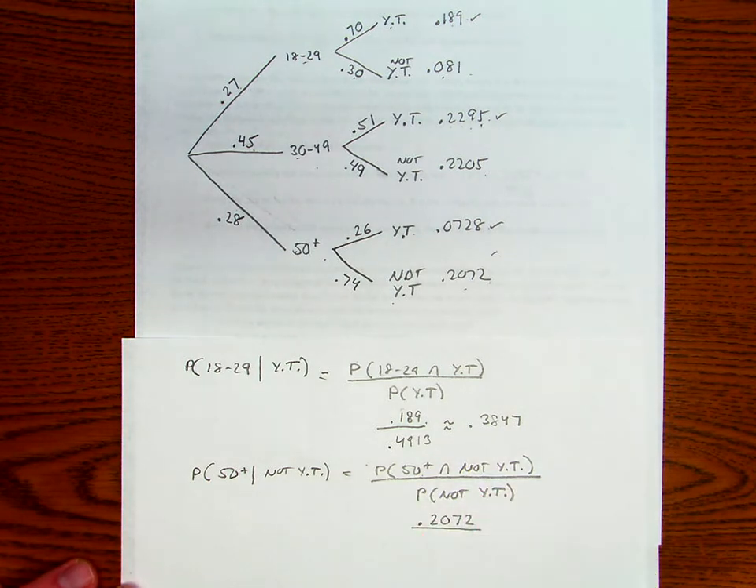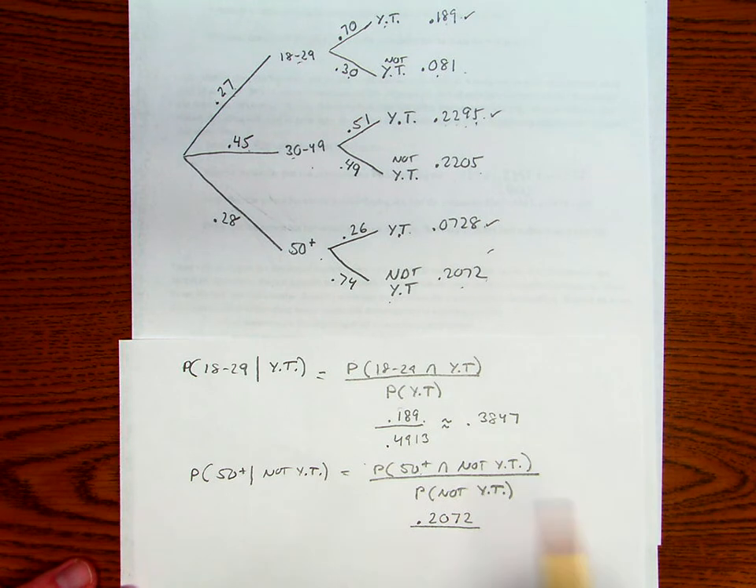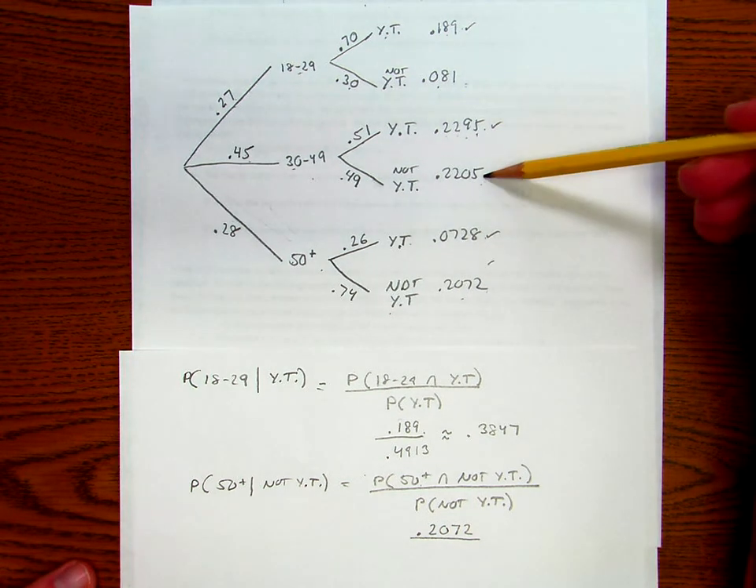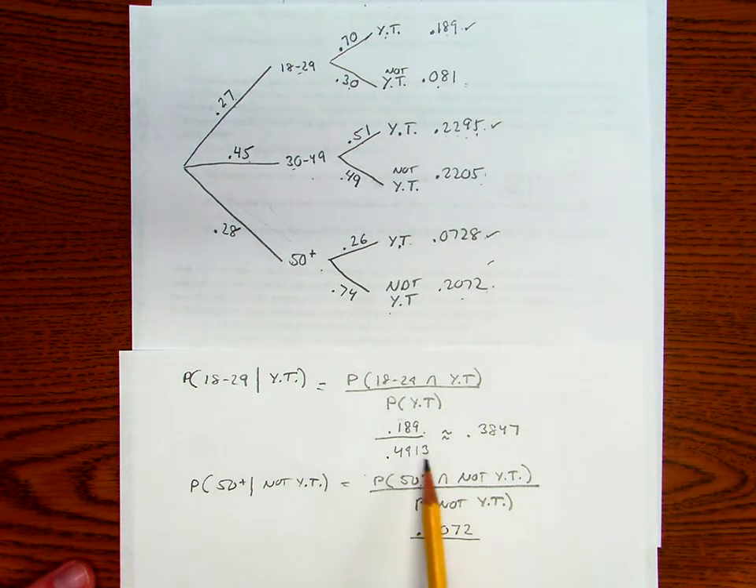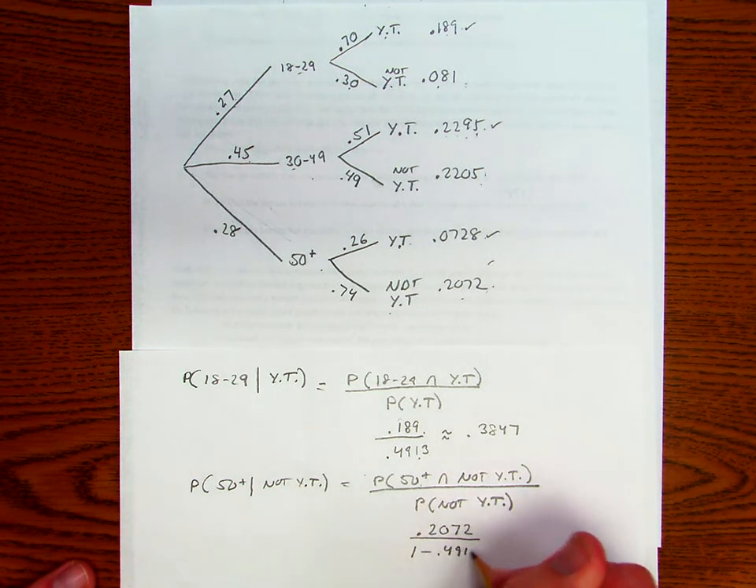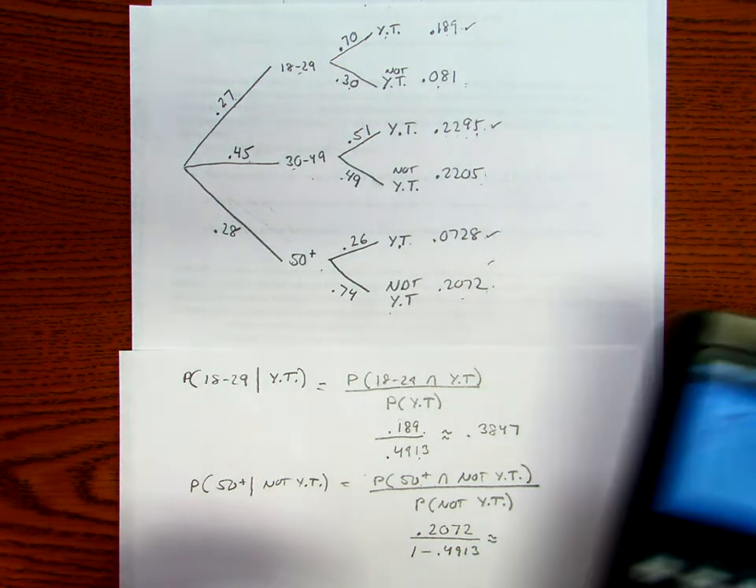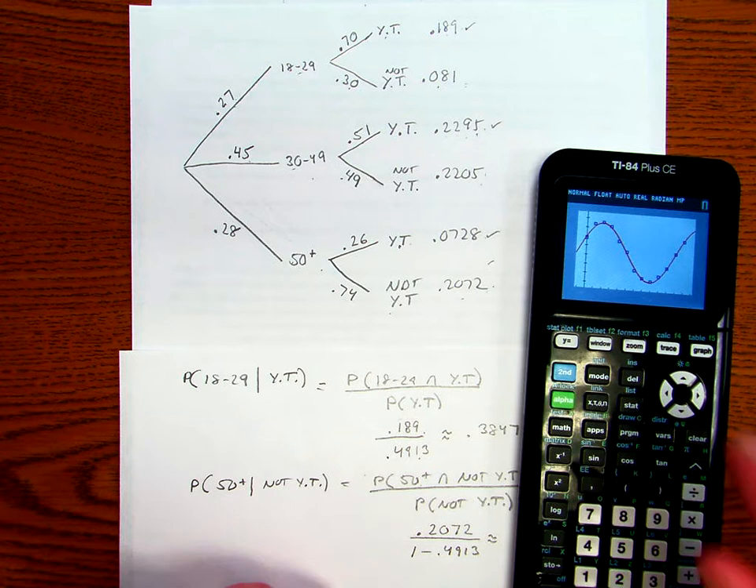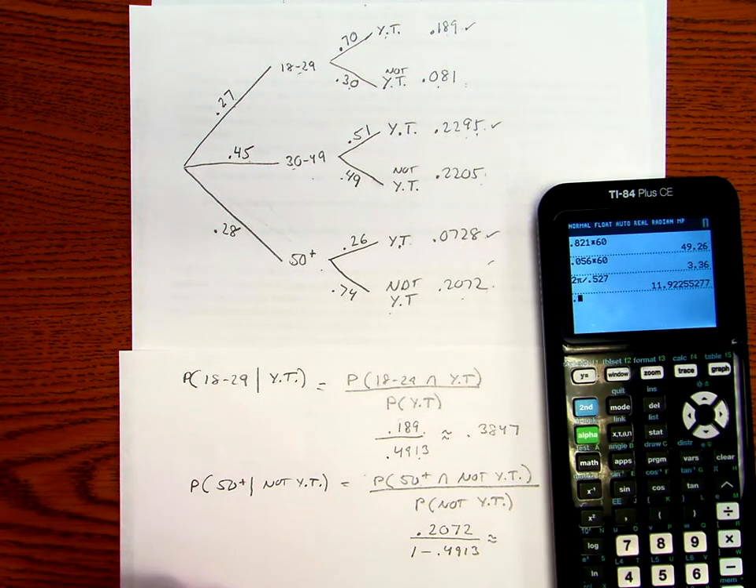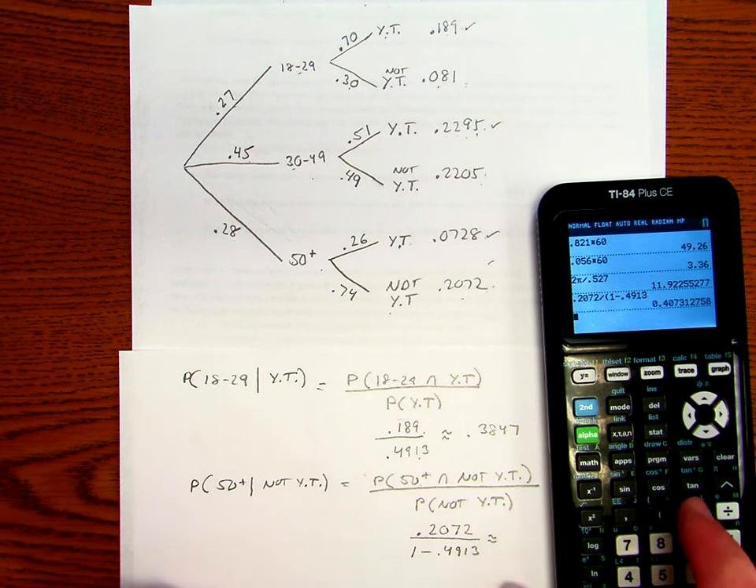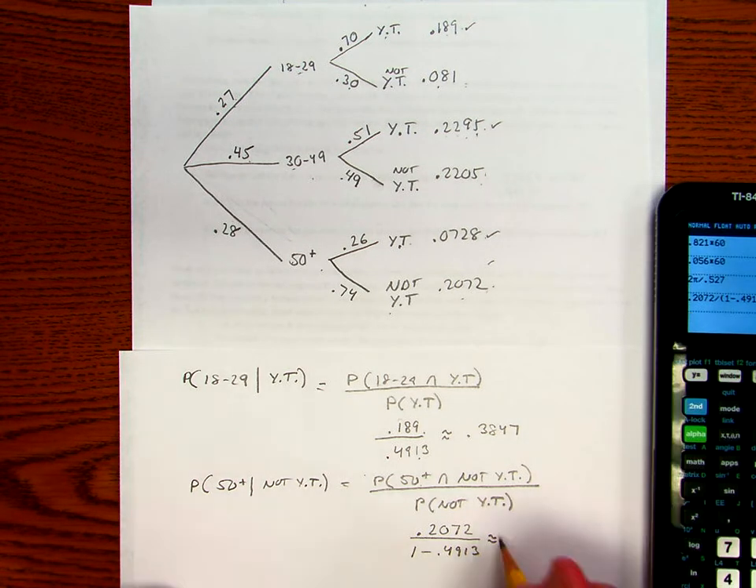And then the probability of not being a YouTuber, we can add up the 0.081, 0.2205, 0.2072, or just do 1 minus that. It'll take us to the same number in the end. And I do not have an answer written down on my answer key. Let's check that real quick. See what that turns out to be. 0.2072 divided by 1 minus 0.4913. And that's 0.4073 for 4 decimal places.